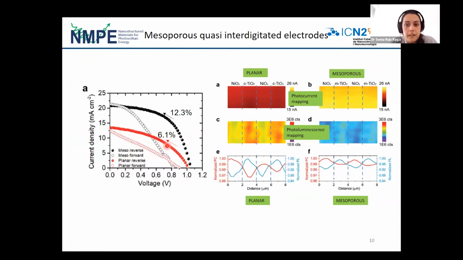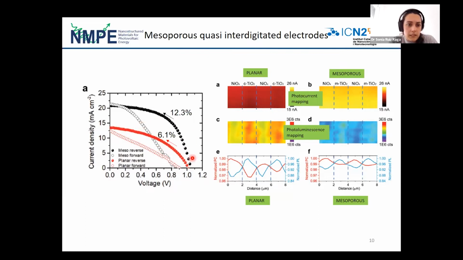So indeed, we find great improvements with this configuration. Mainly, we can get open circuit voltages over 1 volt. And with the mesoporous TiO2, we can get much greater photocurrent than in the planar TiO2, which is given by the more uniform photocurrent generation across the electrode compared to the planar device, as we can see in these current and photoluminescence mapping images. The maximum efficiency in the reverse scan that we could get is 12.3%, which is a record efficiency for back contact perovskite solar cells. Well, for the planar, it's just 6.1%.